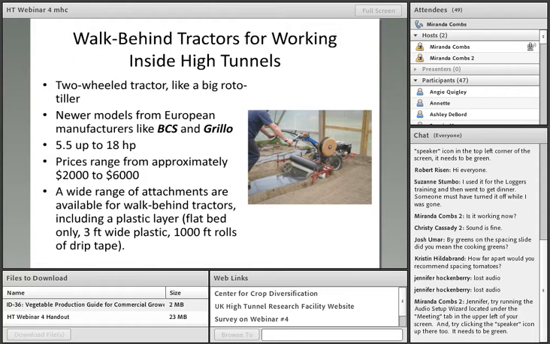Power range, 5.5 up to about 18 horsepower. Prices ranging from somewhere $2,000 to $6,000. Those numbers may be a little bit old, so it might be a little higher now, but that's for the base tractor itself. Now, there's a lot of attachments that can be used with these walk-behind tractors, and actually those can get a little pricey. So if you get a wide range of attachments for a lot of different things, then you can still end up spending a good bit of money on this system. But anyway, it's a good option for working inside of tunnels.